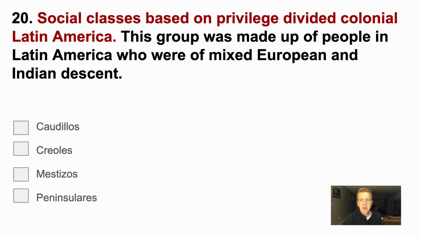Okay, social classes based on privilege again divided colonial Latin America. This group is mixed people in Latin America who are mixed European and Indian descent. Those are mestizos. When we said mixed European and African were mulattoes, well, mixed European and Indian descent, especially in Latin America, are mestizos.